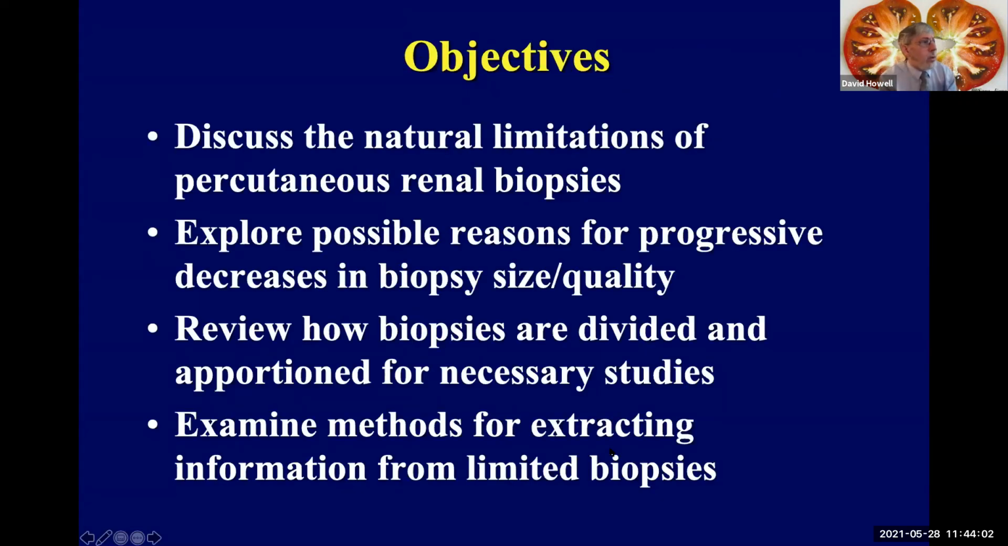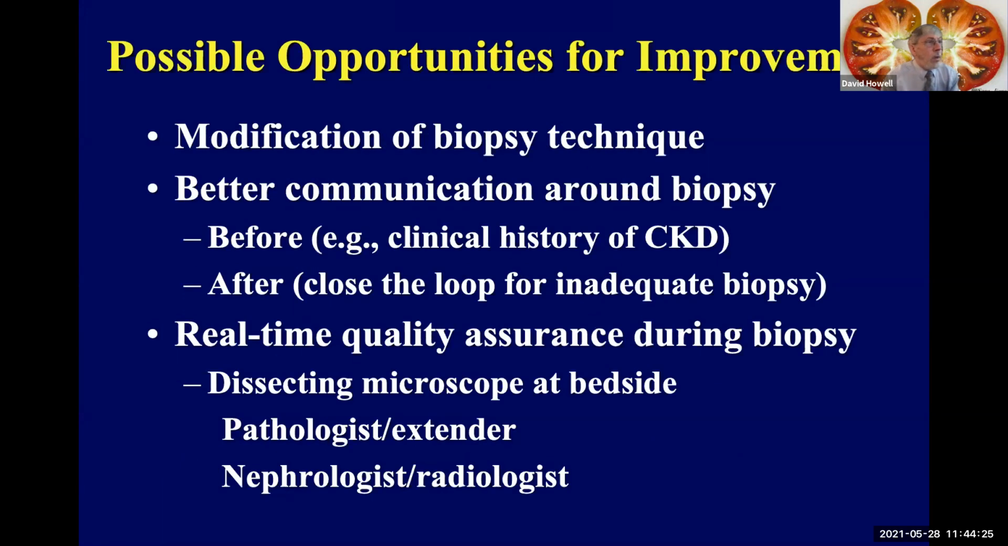Okay, so we've discussed a little bit the natural limitations of percutaneous renal biopsies, talked about possible reasons why they might be getting smaller and of lower quality over the years, talked about how they're divided up for different kinds of studies, and once they're divided, figuring out how to squeeze as much information as possible out of each piece. So how can we do better?